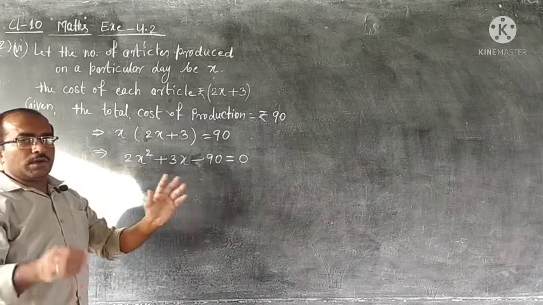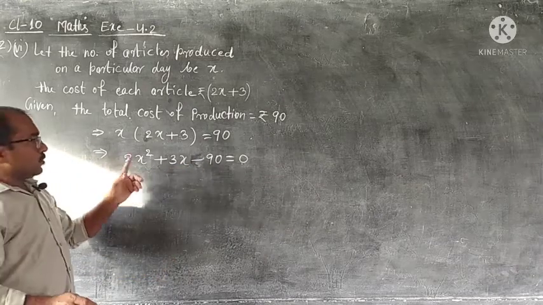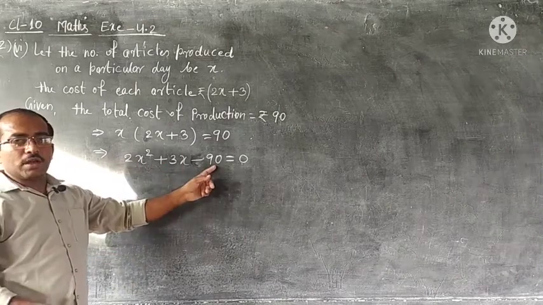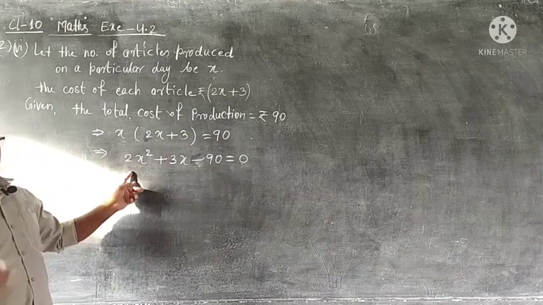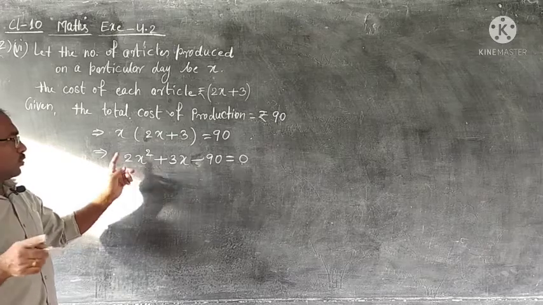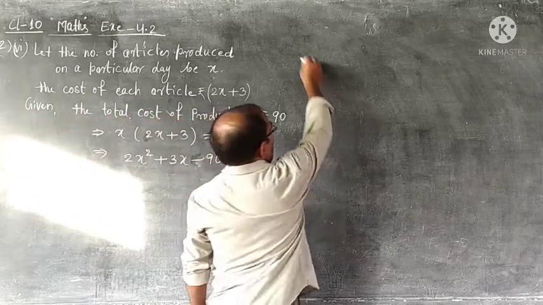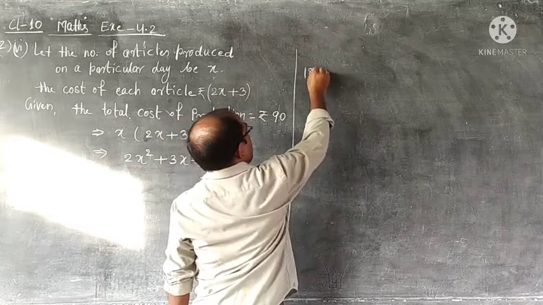2, 3, 90. We can't take common anything. So middle term factorization. What is the rule? First term coefficient into last term. First term coefficient here is not 1. What is it here? 2. So 2 into 90. We will get what? 180. So 180 factors we need.